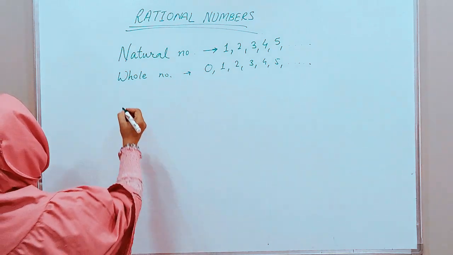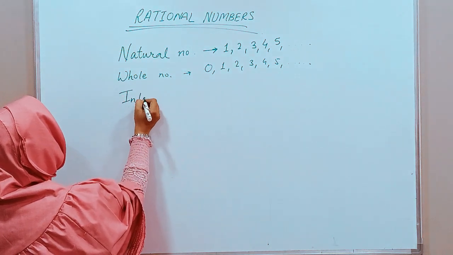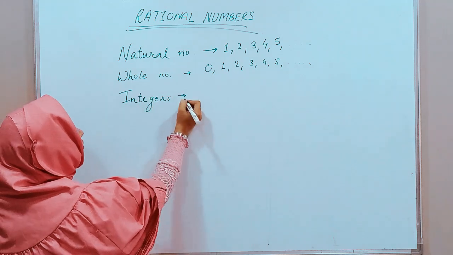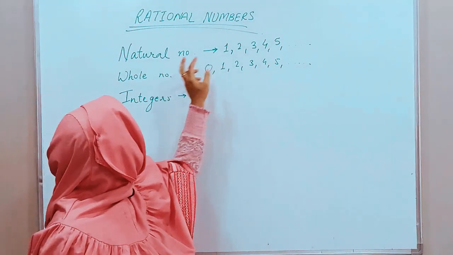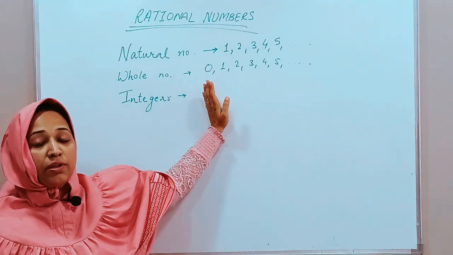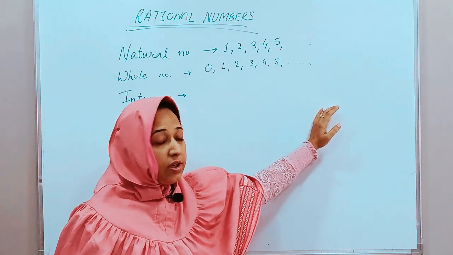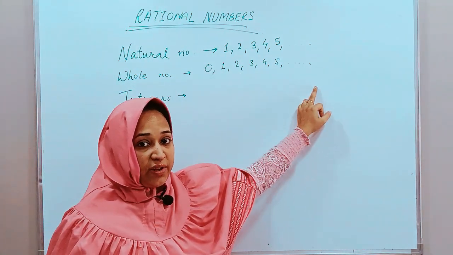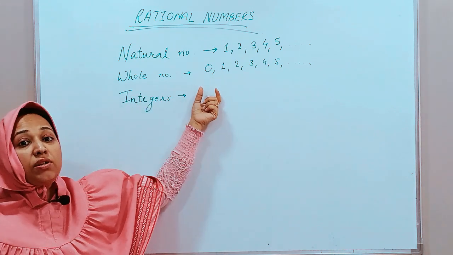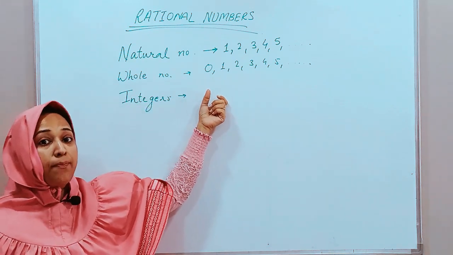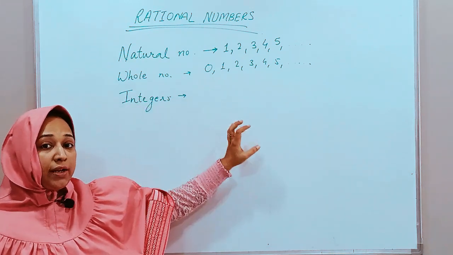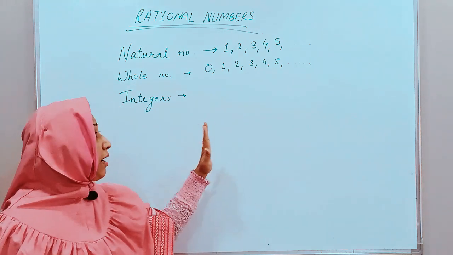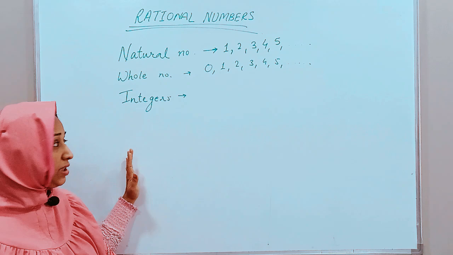Now, what are integers? The numbers which come under natural and whole numbers are the positive numbers. Means plus 1, plus 2, plus 3, plus 4, plus 5. Remember, 0 does not have a sign. We do not say plus 0 or minus 0. Now, we have numbers with negative signs as well. That is minus 1, minus 2, minus 3, minus 4.